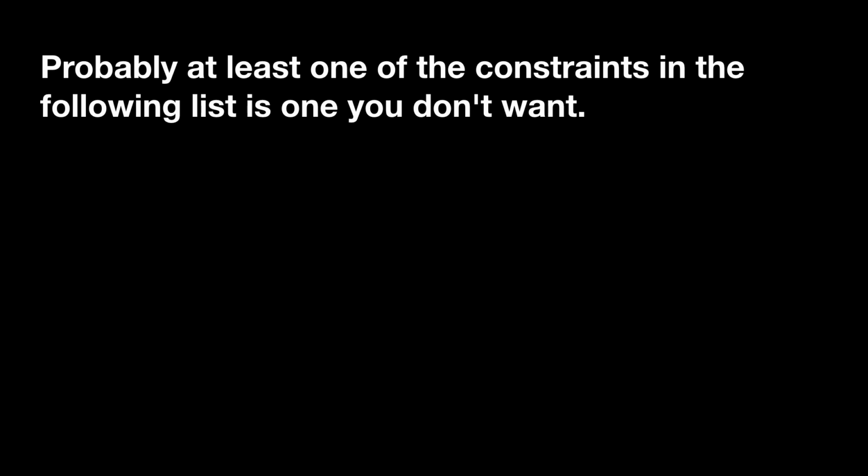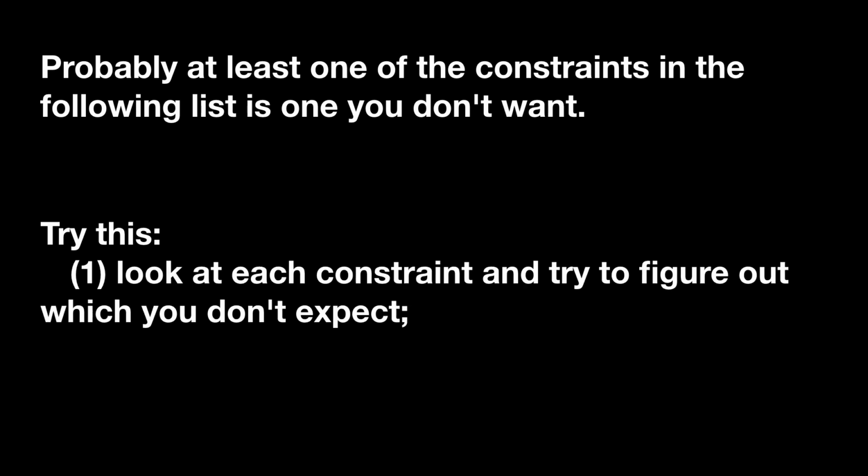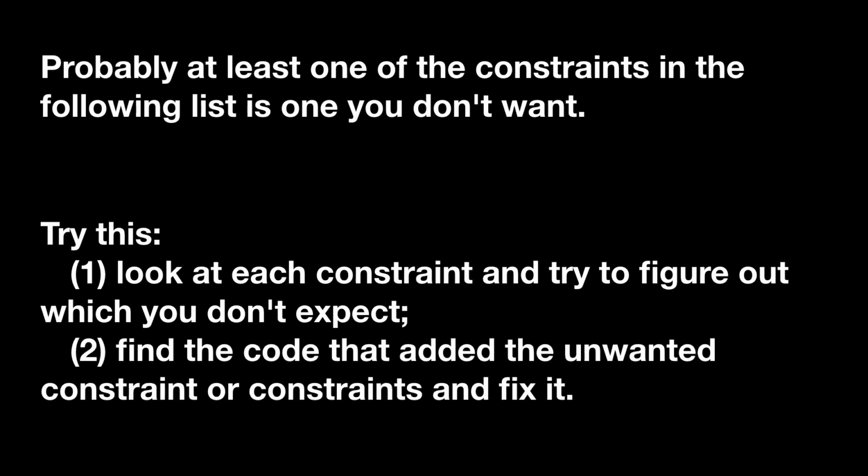So they say probably at least one of the constraints in the following list you don't want. And I think they started off very clearly that this may or may not work for you. And then they go on with try this. They don't say do this because I think they know it might not work. Just give it a shot. Just try it. And then they continue and say, hey, look at each constraint. Try again to figure out what went wrong and what you didn't expect. And then ultimately, the best part, just find the code and fix it.